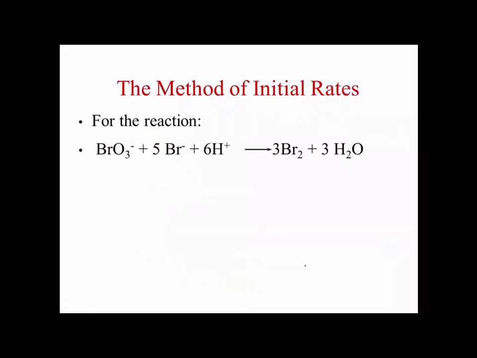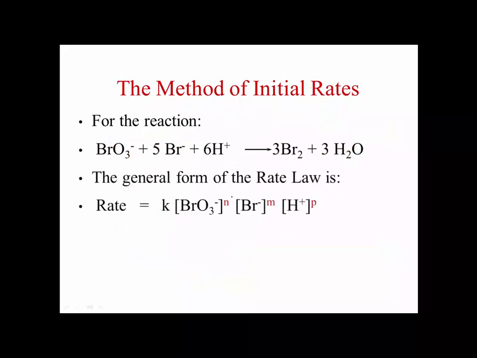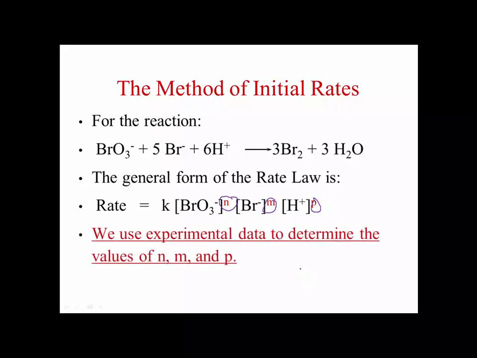So this was the example that's in your book. So you've got 3 reactants here, and you would be trying to find out these exponents, N, M, P, whatever you want to call them. If you do have more than one, you're going to find them one at a time. You can call them all N or X or Y or Z. It really doesn't matter.